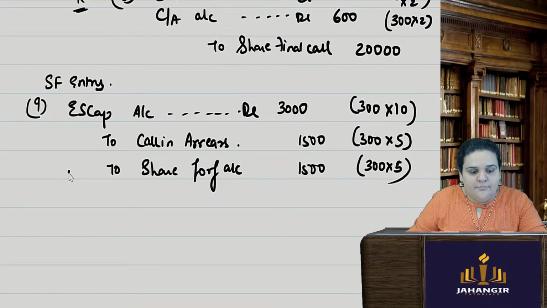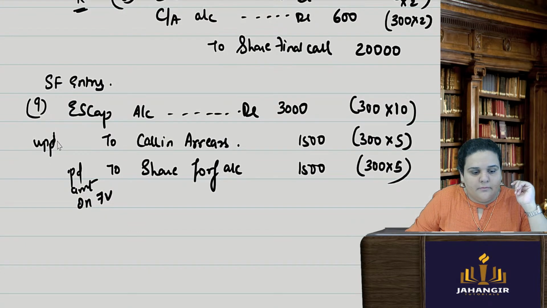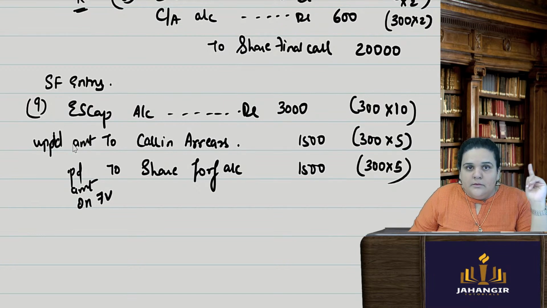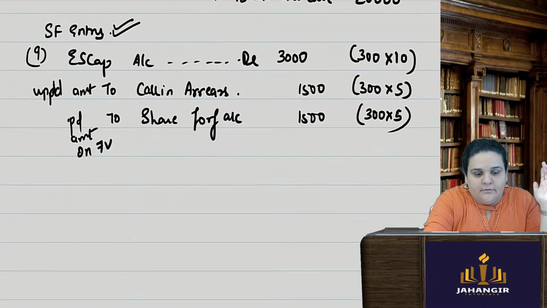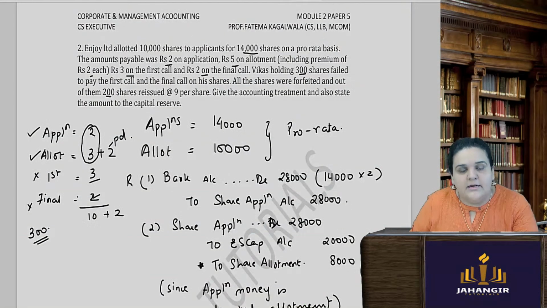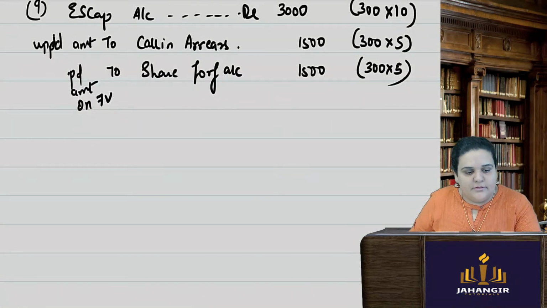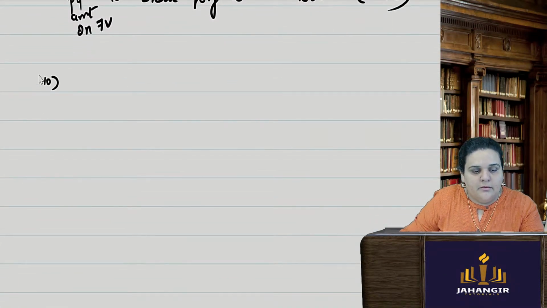Okay. Paid amount on face value. I'm writing this again and again so that you all don't forget. And this is unpaid amount. Unpaid. Total. Share forfeiture understood. Journal entry done for that. Now they are saying that out of the 300, 200 shares were reissued at rupees 9. Okay, so journal entry number 10.